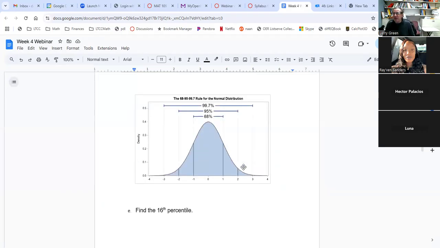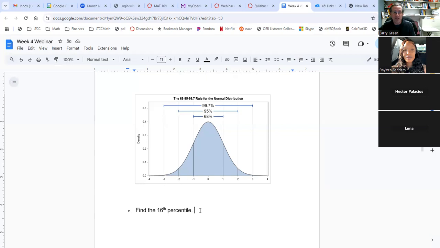Okay, find the 16th percentile. This turns out to be very similar to the one we last did. But if you're in the 16th percentile, are you on the big side or the small side? If you're in the 16th percentile, are you on the high side or the low side? Yeah, you're on the low side, because that's what 16th percentile means. Only 16% are below you. Most are above you. So if you're on the low side, that means you can be a negative number.